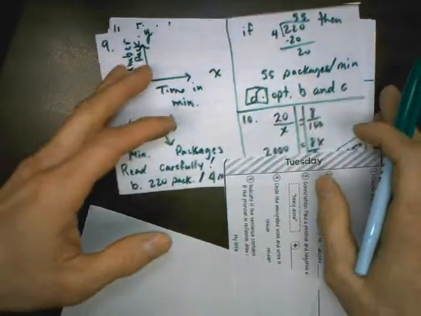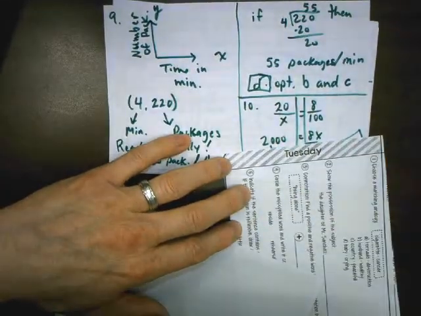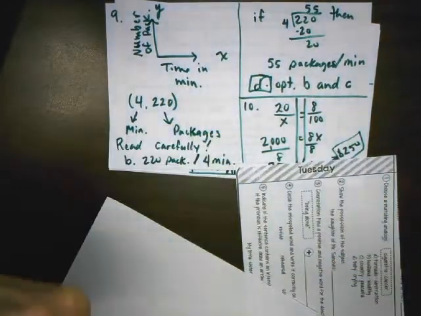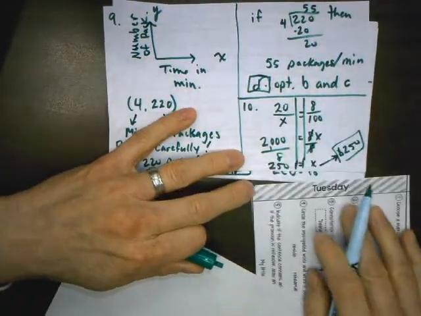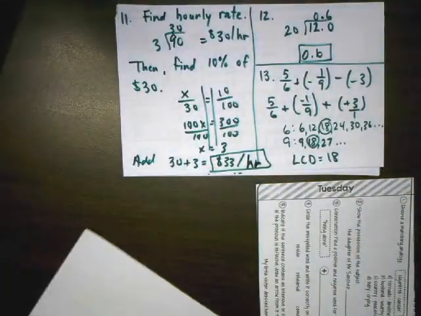So like always, we cross multiply. 20 times 100, just put 2 zeros after the 20. 8 times x, put the 8 in front of the x. Divide both sides by the coefficient. And 2,000 divided by 8 is 250, so $250 is the original price.